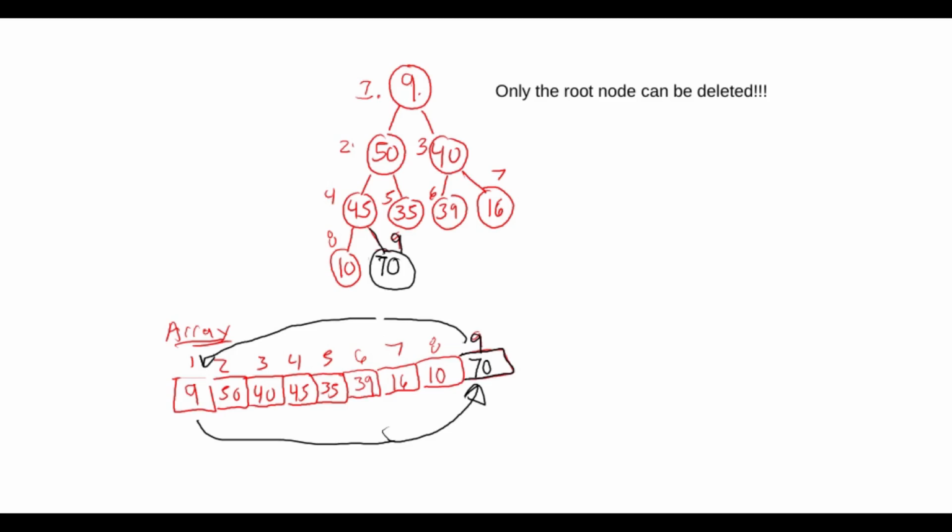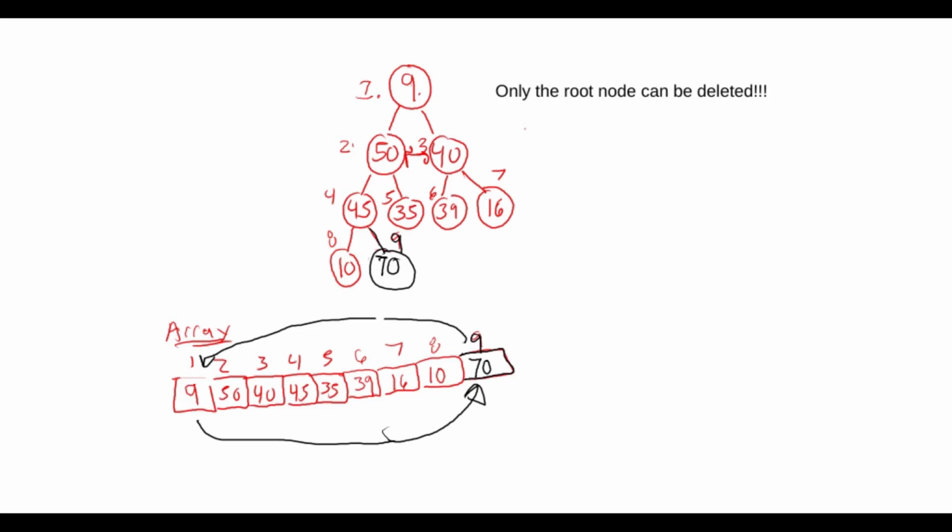So what we have to do now is swap. Swap until the parent is greater than 9. So what we're going to do here is see which of 50 and 40 is greater, on the right or the left side of the tree, and we will swap that one with 9.